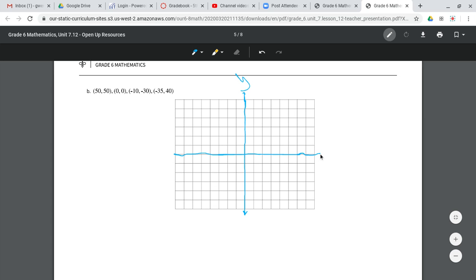Oops. Like I said, trying to draw with this is not the easiest. Okay, so we have our x and our y-axis. Y is always the vertical. X is always the horizontal. And now we need to scale it. Scale being our key word for this lesson. So, scale.